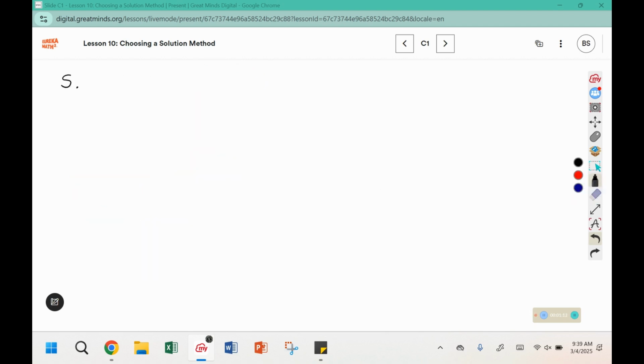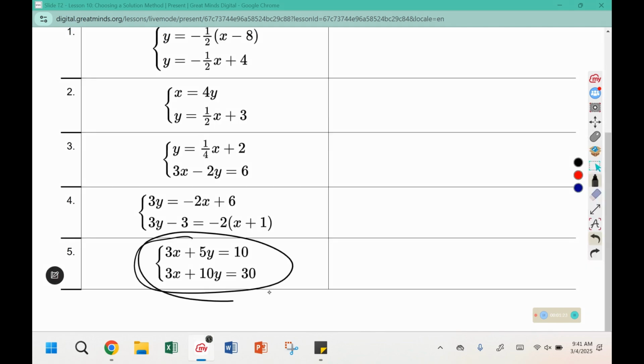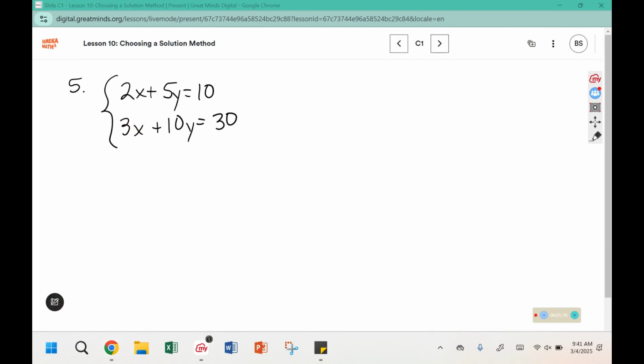Well, let's look at question 5. On the slides, my equation said this, but in the teacher's edition and in the workbook, it has 2x plus 5y equals 10 instead. So we're going to use the equation that's in the students' books. Now I can make the y's be opposites by multiplying this top equation by negative 2. Because 10 is 5 times 2, so to make it an opposite, 5 times negative 2 would be negative 10.